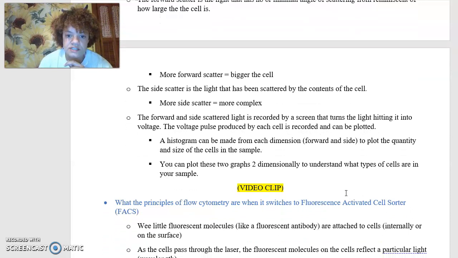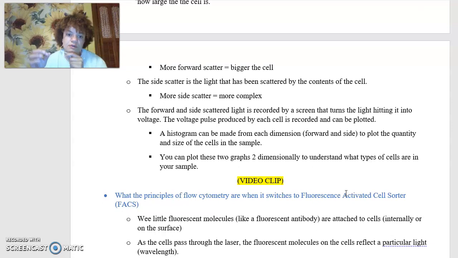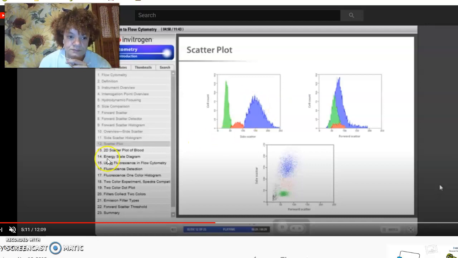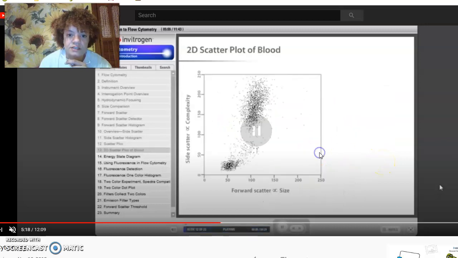Okay. So a histogram can be made from each dimension, the forward and the side scatter, to plot the quantity and size of the cells in the sample, and you can plot these two values two-dimensionally to understand what type of cells are in your sample. I found a really great clip. It's easier to just show. This shows how the two graphs are plotted in two dimensions to form this type of graph, where you can see this right here, which is one representation of a type of cell, this might be another, and this one right here would be a third.